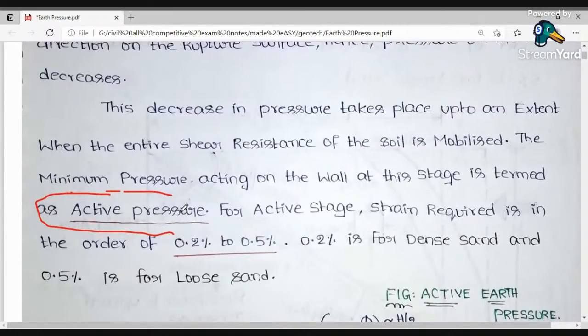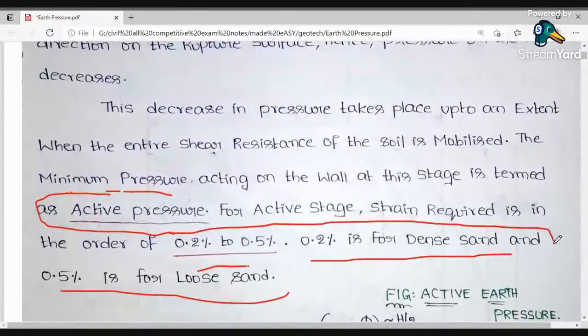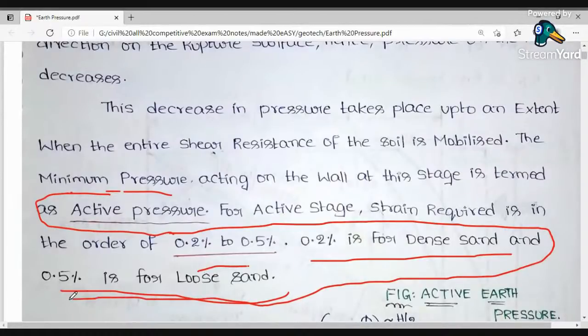For active stage, strain required is in the order of 0.2 to 0.5%, or 0.2% for dense sand and 0.5% for loose sand. This is important. So sometimes in exam they ask for active stage how much strain is required to maintain the stability of that retaining wall. So you have to know that this is 0.2% to 0.5%, where 0.2% is for dense sand and 0.5% for loose sand.